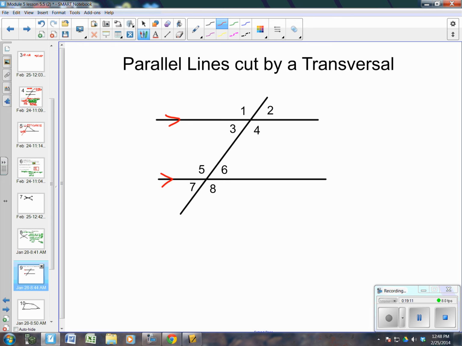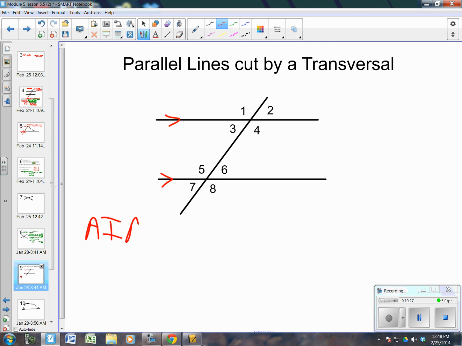1 and 4, 2 and 3, 6 and 7, 5 and 8. Okay, so because of vertical angles. Now we're going to learn some others that are congruent. Okay, so angle side angle.